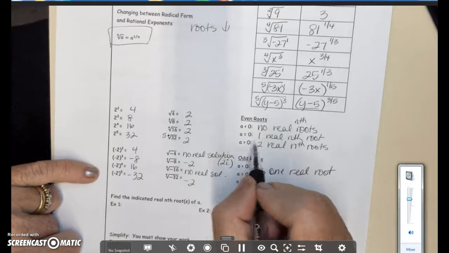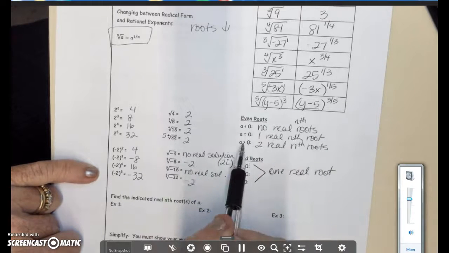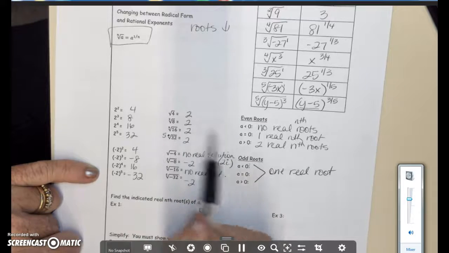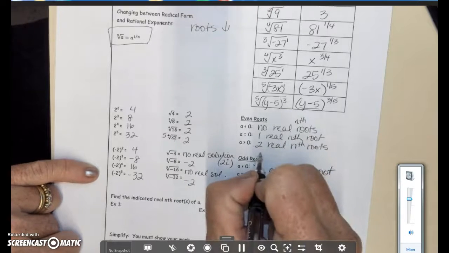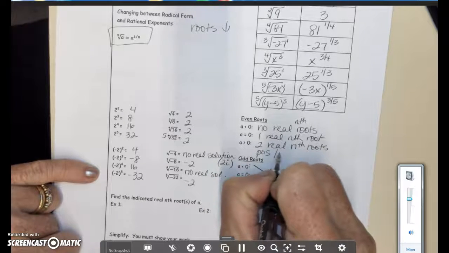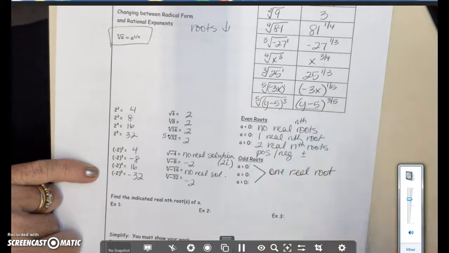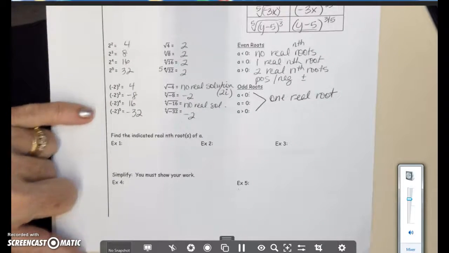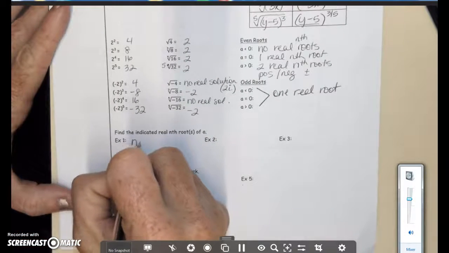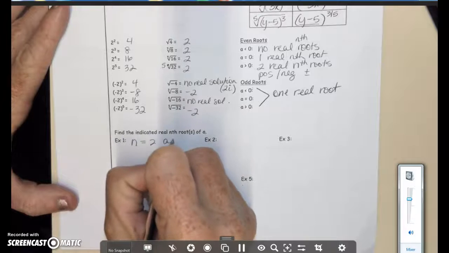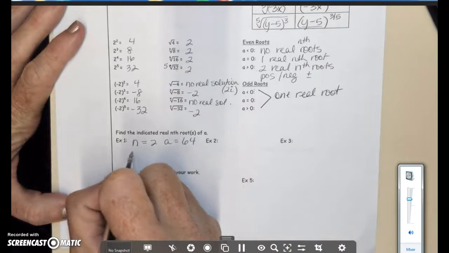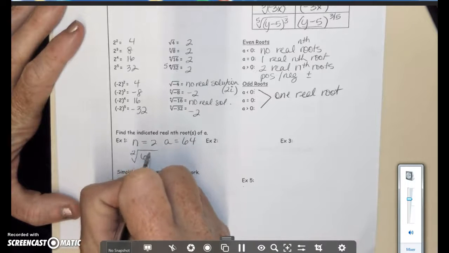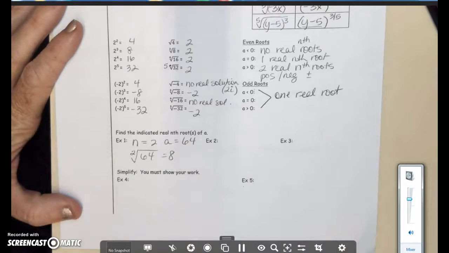Go back up here to when the a value is greater than 0, so positive, and I'm trying to take an even numbered root. I will always have 2 real roots, because 1 is positive and 1 is negative, right? And we'll see that plus minus sign a lot. Okay, let's do some practice down here. So if my n value is 2, and my a value is 64, that would look like the square root of 64, which would equal 8. I'm going to give you some of these to practice. Come back and check your work.